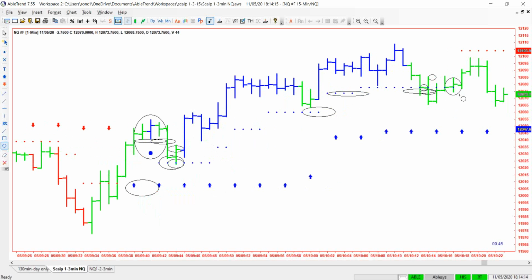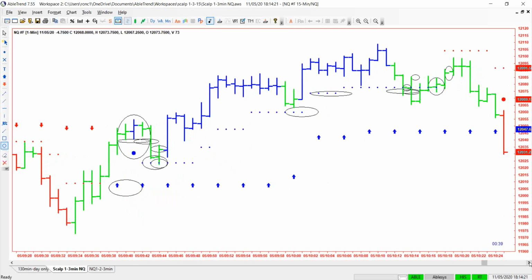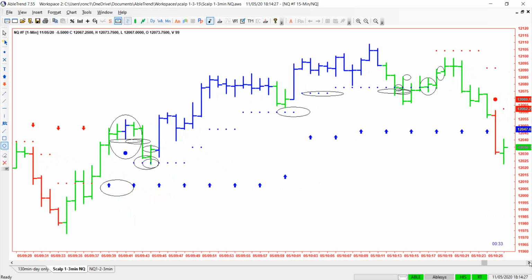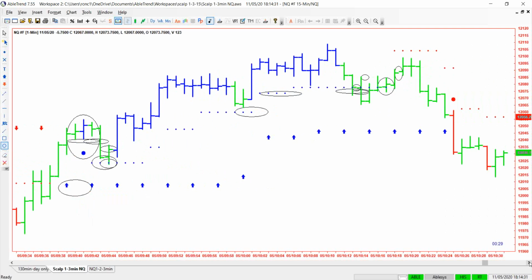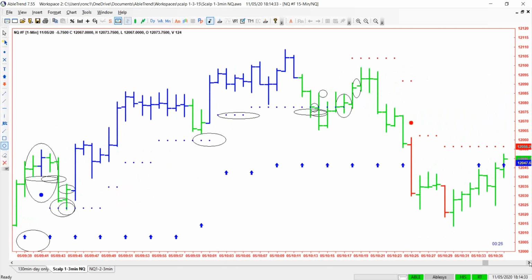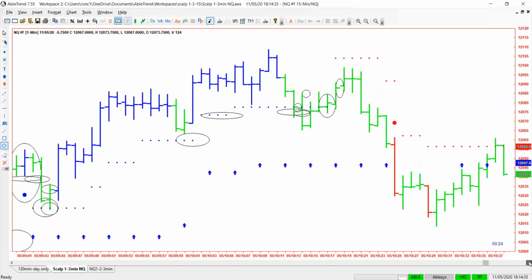Okay. Obviously, a trade right there hits the blue dot, close above it. 1 minute later, winner, $100. Okay. Now I'm looking for it to hit a blue dot, or a red dot, or a blue arrow, or a red arrow, and just not close on the other side of it. Okay, no trade yet. No trade yet.